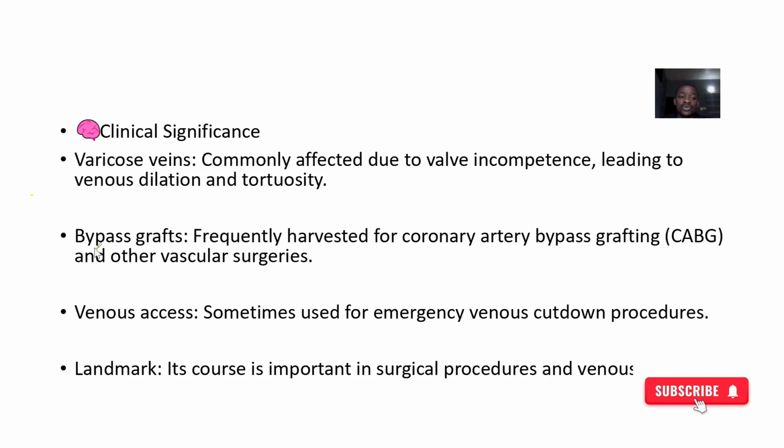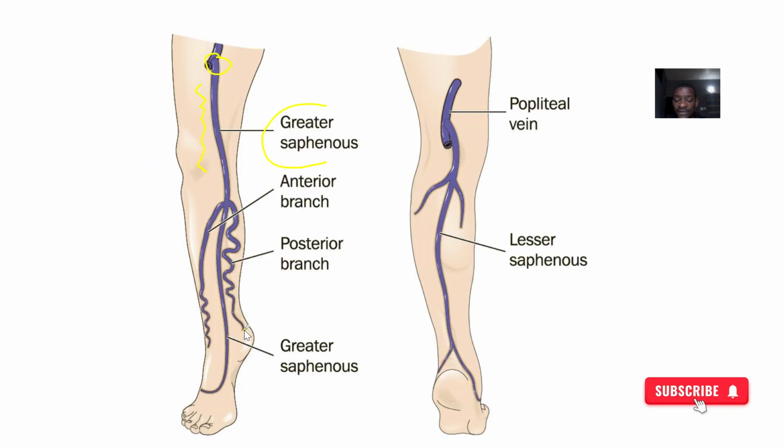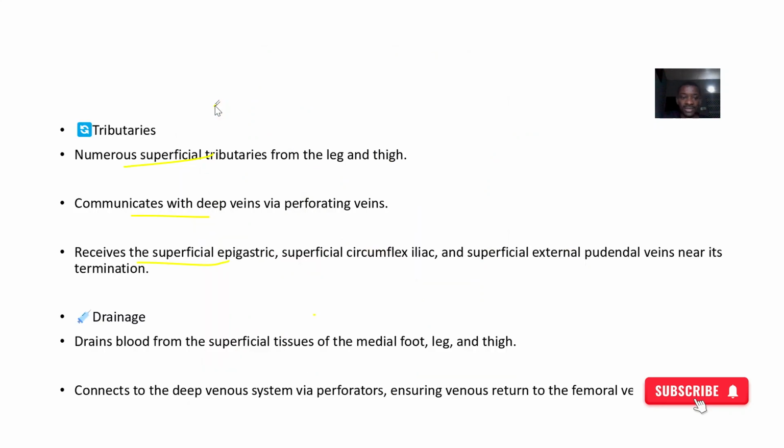Okay, you can also use this vein where you are doing bypass grafts, that's coronary artery bypass graft. We'll talk about it later. Then venous access too. If I want to access any vein in your lower limb and maybe give you drugs or do a blood transfusion, if the veins on your upper limb, that's the veins on your hand, are having issues, I can access the great saphenous vein. So it's an alternative. You understand?